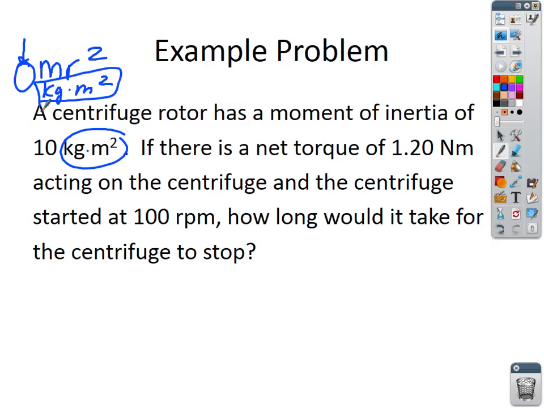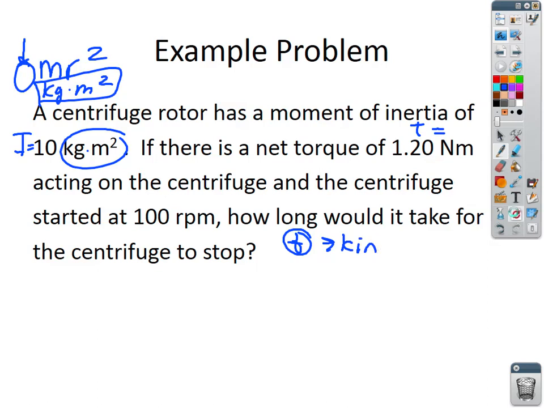So this one's a pretty straightforward problem. You're given the rotational inertia, the moment of inertia, I. It gives you the net torque, and it's acting on the centrifuge, which started at 100 RPMs. How long would it take for the centrifuge to stop? This problem connects rotational dynamics with kinematics. Because we're looking at how long it will take, time, we have to go to a kinematic equation to solve it.